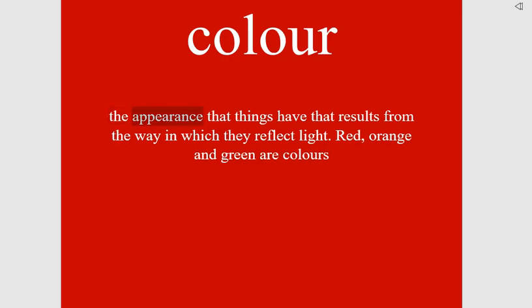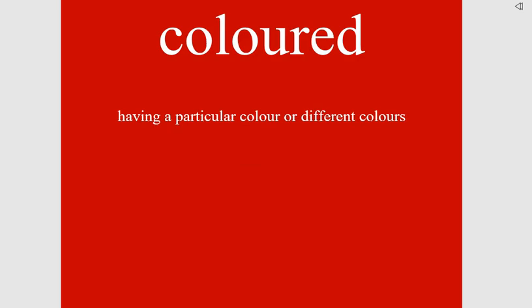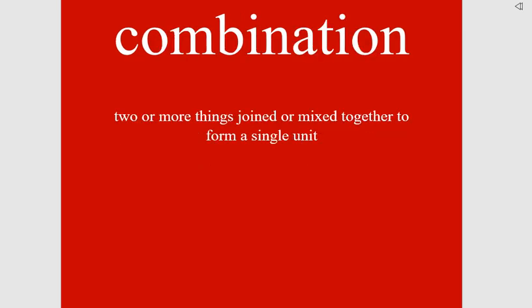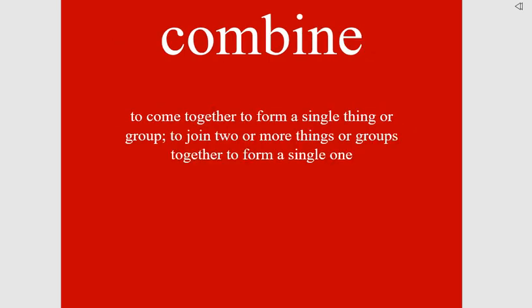Color. The appearance that things have that results from the way in which they reflect light. Red, orange and green are colors. Colored. Having a particular color or different colors. Column. A tall, solid, vertical post, usually round and made of stone, which supports or decorates a building or stands alone as a monument. Combination. Two or more things joined or mixed together to form a single unit. Combine. To come together to form a single thing or group, to join two or more things or groups together to form a single one.